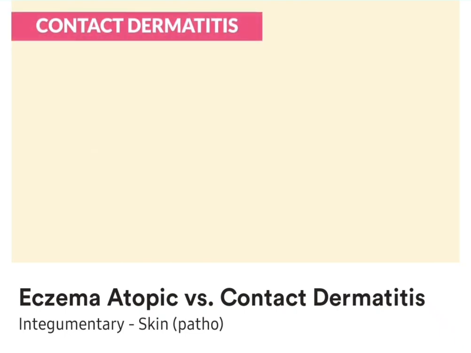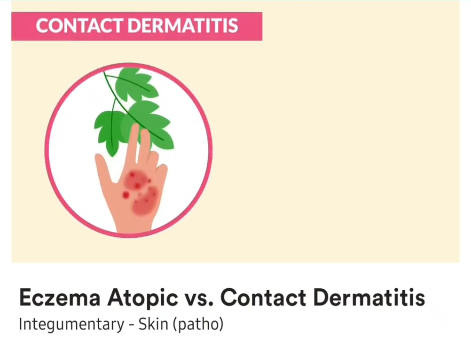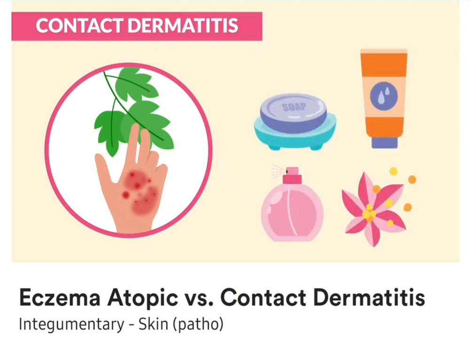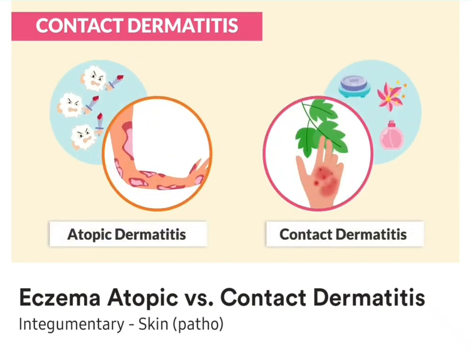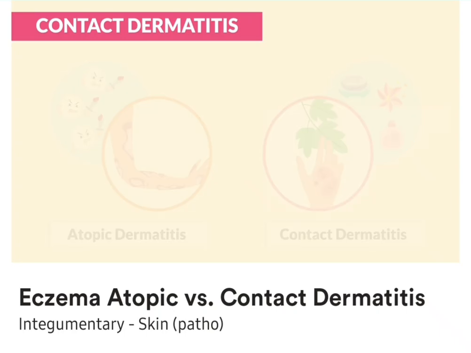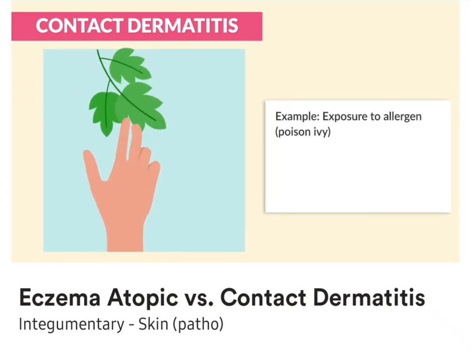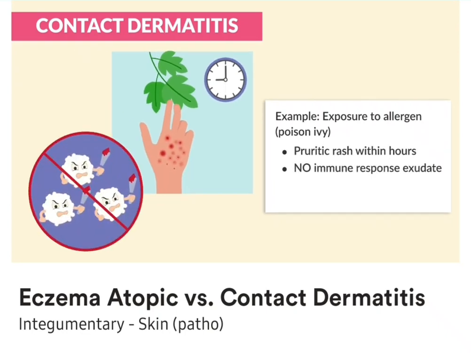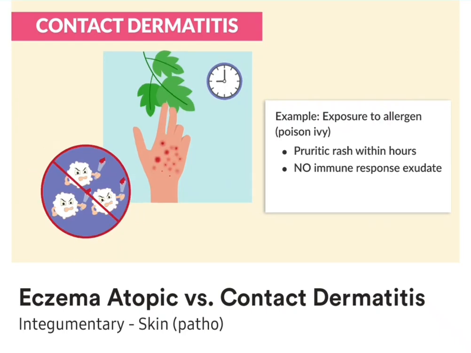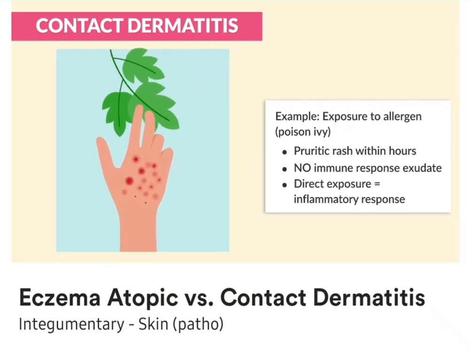Now for contact dermatitis, this is a condition that makes skin red or inflamed after contact with an allergen or irritant. Now it's very different than atopic dermatitis in that it's caused by an irritant outside the body. For example, an exposure to an allergen like poison ivy. So we see a pruritic rash within hours. There's no immune response necessarily because it's direct exposure and an inflammatory response.